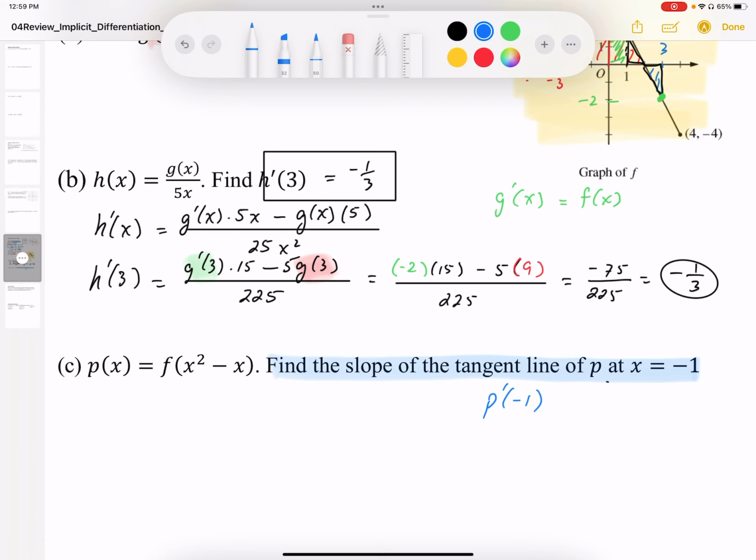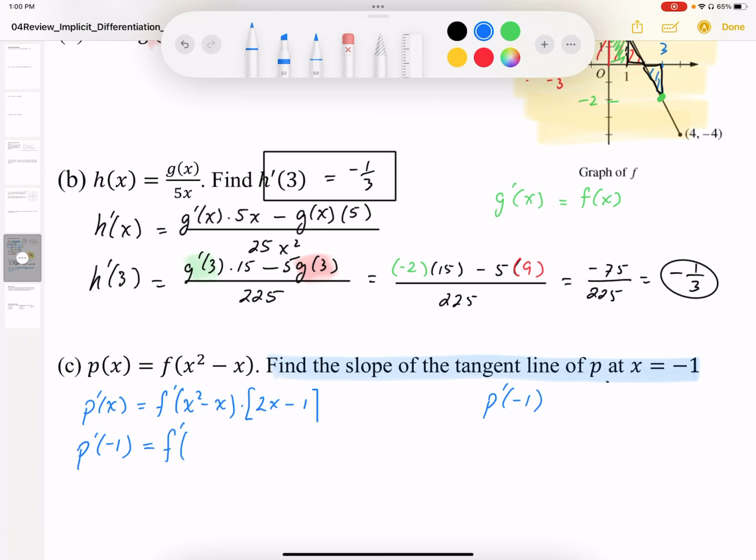To do that, we need to first differentiate the p function, and to do that, we need to differentiate the notation. So we end up with the outside derivative f prime, and then attached to that, because there's an embedded x squared minus x, I need to differentiate x squared into 2x and the x into minus 1. Okay, so now I have a derivative expression. I then need to find the value when x is negative 1, so I'm just going to plug in negative 1 where I see x.